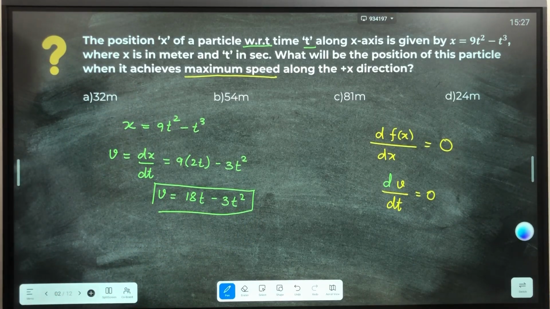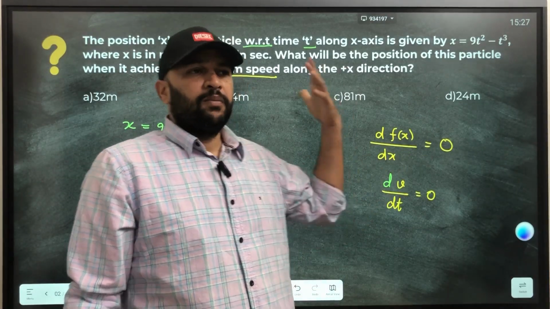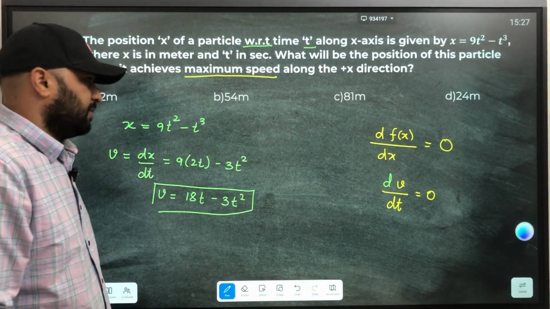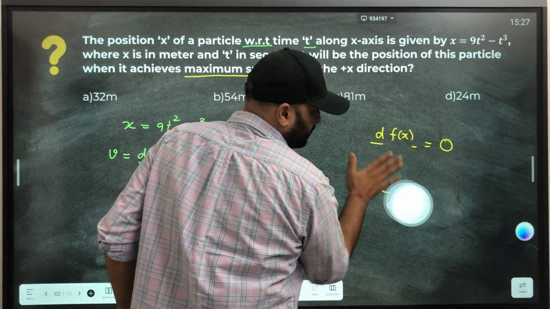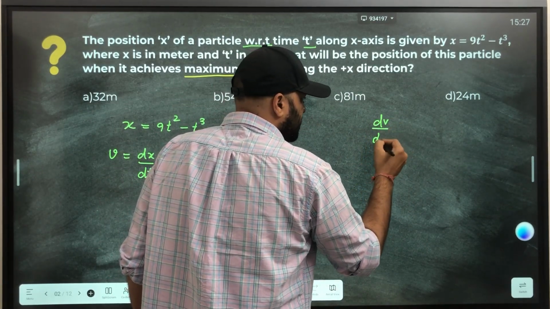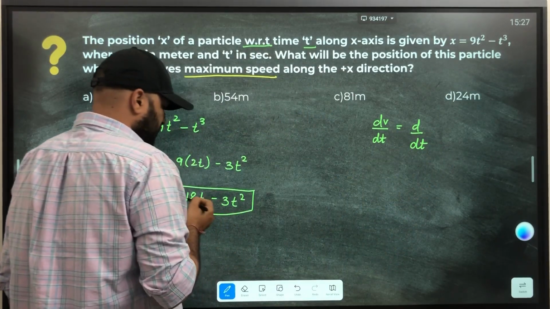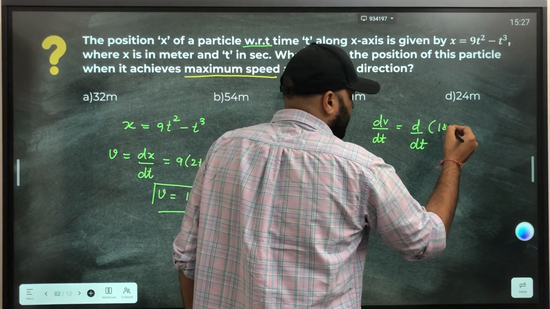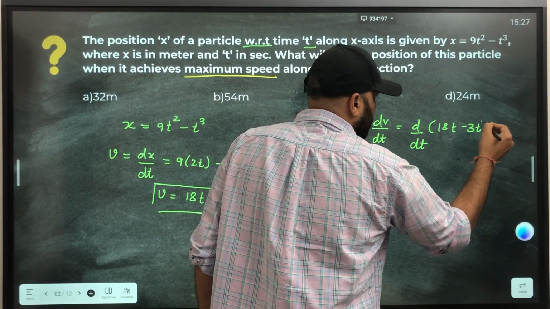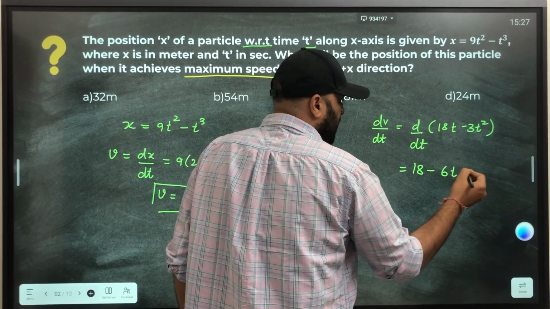Now if this is our velocity function and we differentiate this, the derivative must be set equal to 0 to get the maximum. So let me remove this whole thing and write dv by dt, which equals d by dt of the velocity function. What is our velocity function? 18t minus 3t square, and that will give us 18 minus 6t. I hope this is clear.